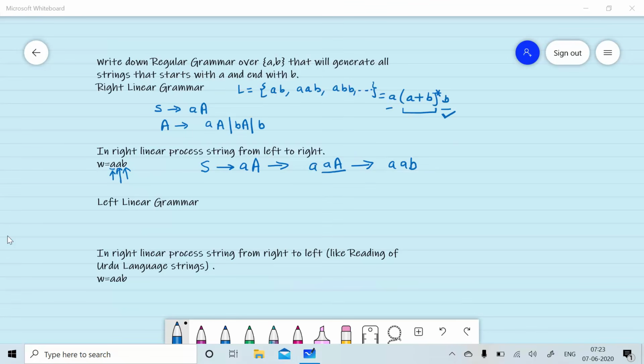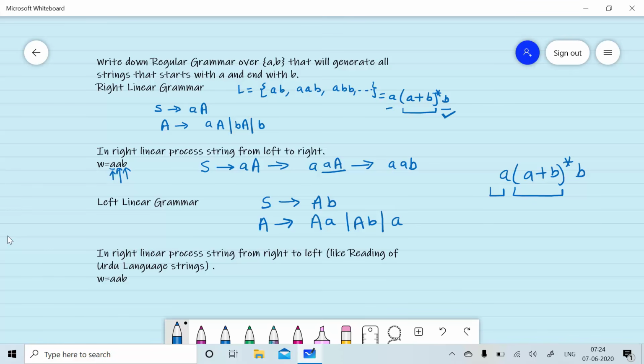Now we will try to generate left linear grammar for all strings that start with a and end with b. So the last symbol is b. That can be generated using the production rule S gives Ab. Then we have any number of a and b, and that will be terminated by a. So it can be generated using the production rule A gives Aa, Ab, or a.